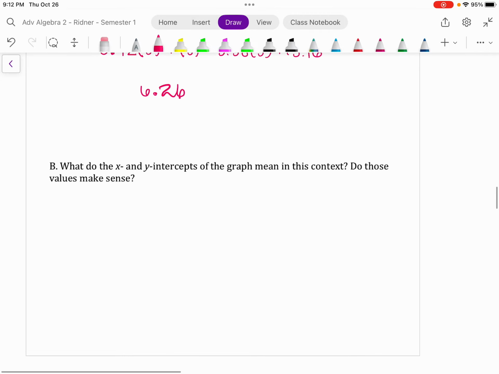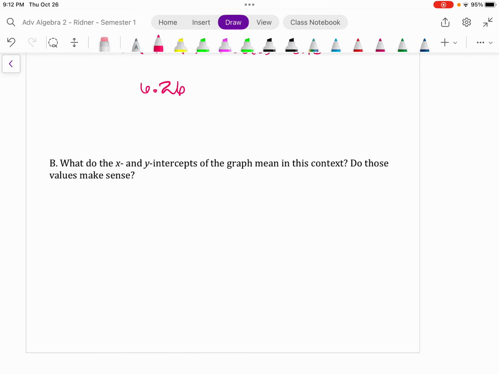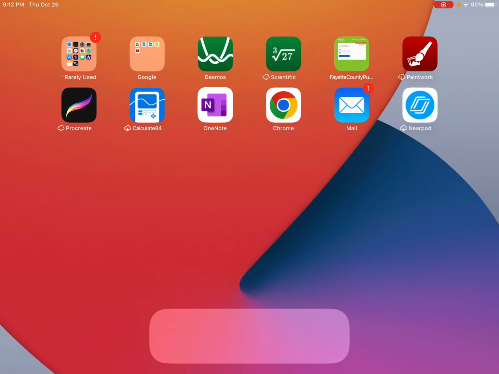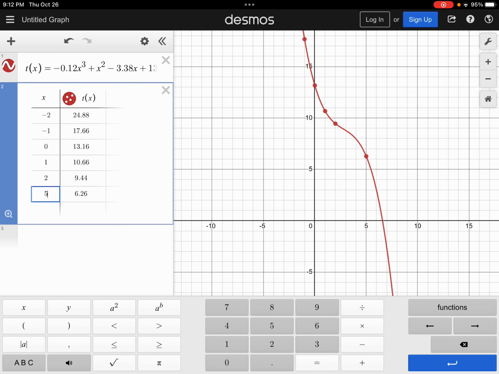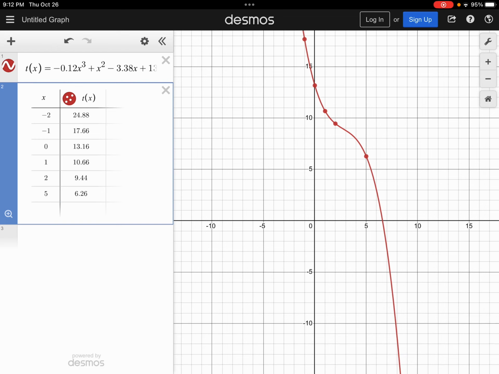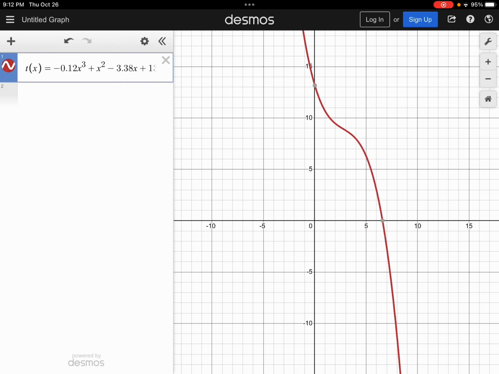All right. What do the x and y intercepts of the graph mean in this context, and do they make sense? So, looking at my graph here, the x-intercept means that approximately 6.6 cups of vinegar are used.